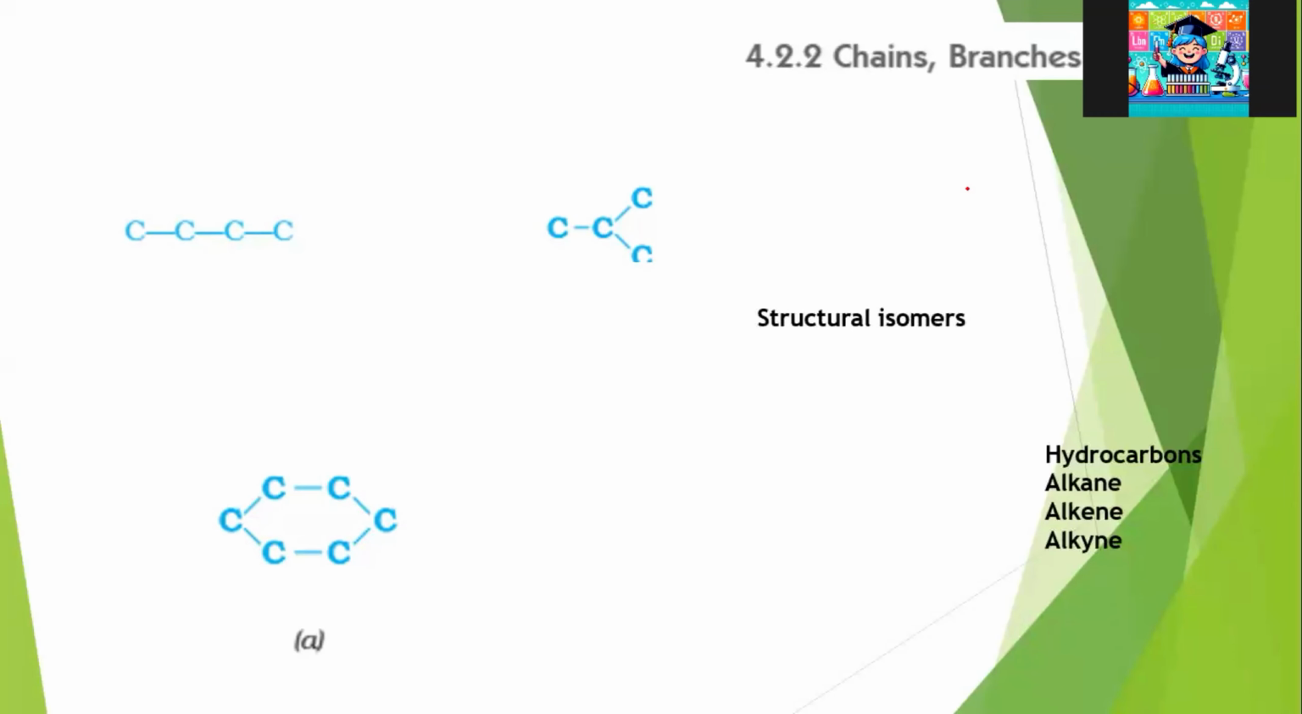Hello, my dear students. Today we are going to see a small topic in the chapter of carbon and its compounds, known as chains, branches, and rings. As the heading suggests, it is showing the property of carbon to form long chains, branched structures, as well as rings. So, consider a compound having four carbons in it.